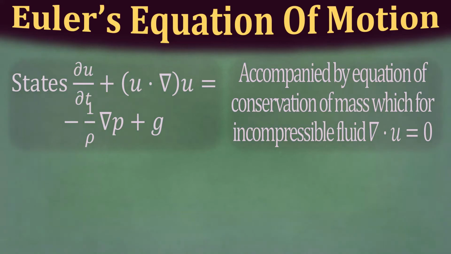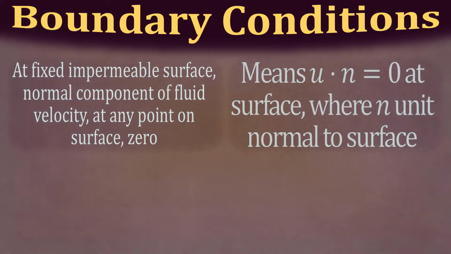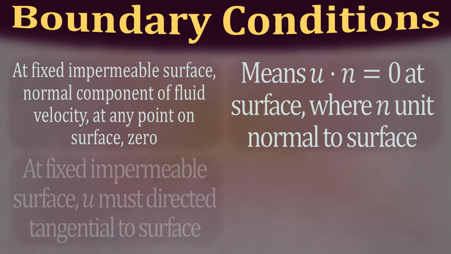Next, let's discuss boundary conditions. At a fixed, impermeable surface, the normal component of fluid velocity at any point on the surface must be 0. Mathematically, this means that u dot n equals 0 at the surface, where n is the unit normal to the surface. Hence, at a fixed impermeable surface, u must be directed tangent to the surface.